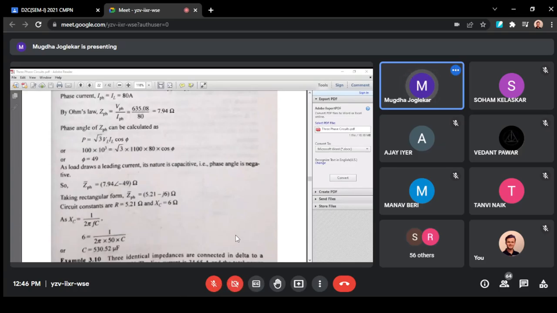Any question for AC circuit or three phase?